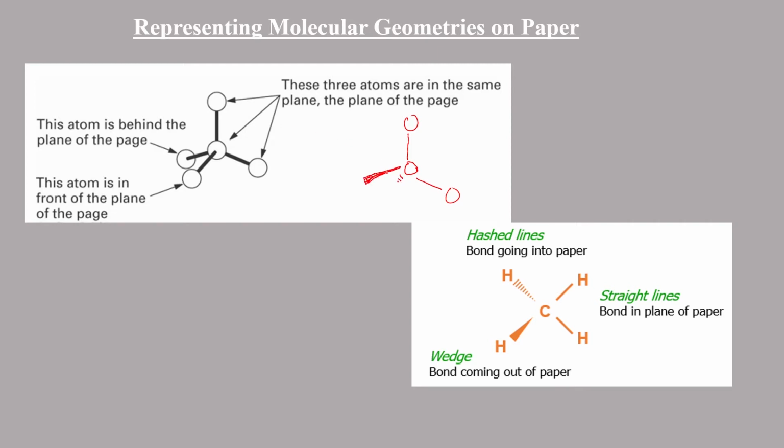Then, since this is three-dimensional, there is 1 atom or 1 bond that is coming out of the plane. The bond that is coming out of the plane, we make that a wedge or a dark solid line. And then there's a bond that is going behind the plane, and we draw that bond with hashed lines. You can also draw it like this: 2 straight bonds are on the plane of the paper, 1 hashed bond is going behind or into the paper, and 1 is coming out of the paper.